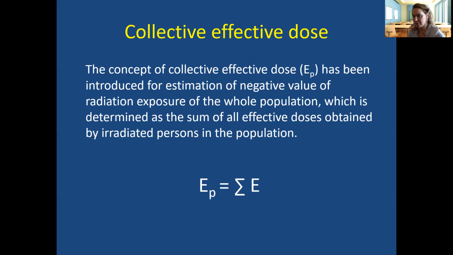Collective effective dose. It's the concept of collective dose when we talk about a big population of people who were exposed to radiation, and we have to count how much radiation exposure these people received. So the concept of collective effective dose has been introduced for estimation of the negative value of the radiation exposure of the whole population, which is determined as the sum of the effective doses obtained by each irradiated person in the population.